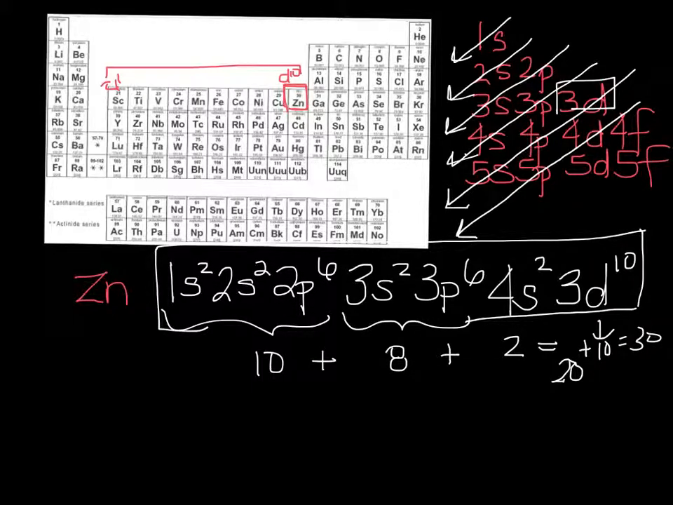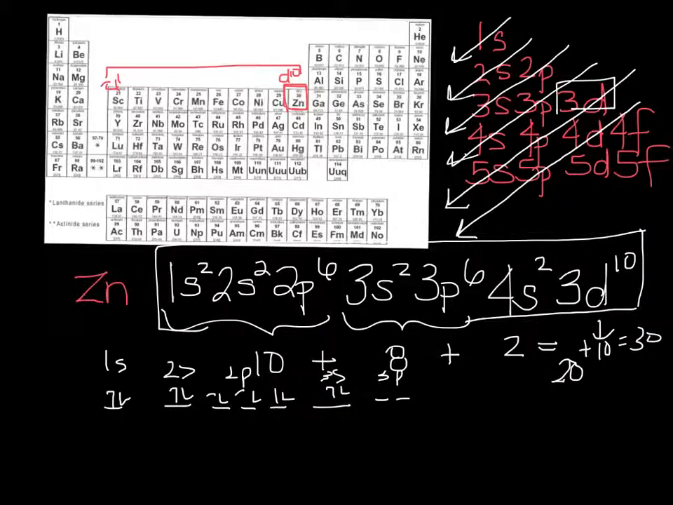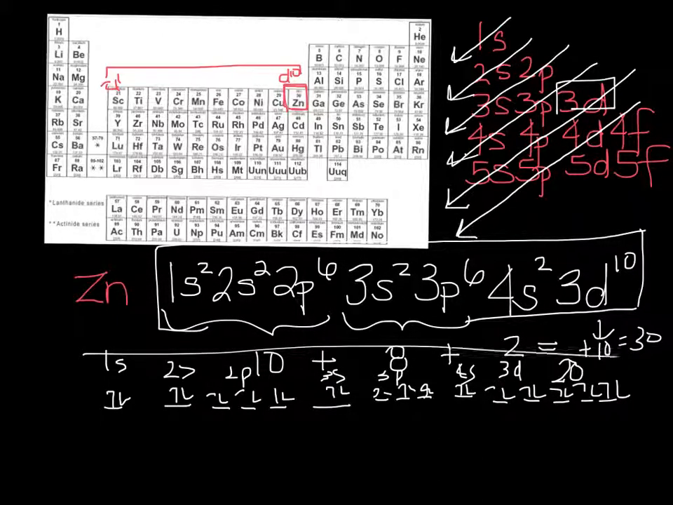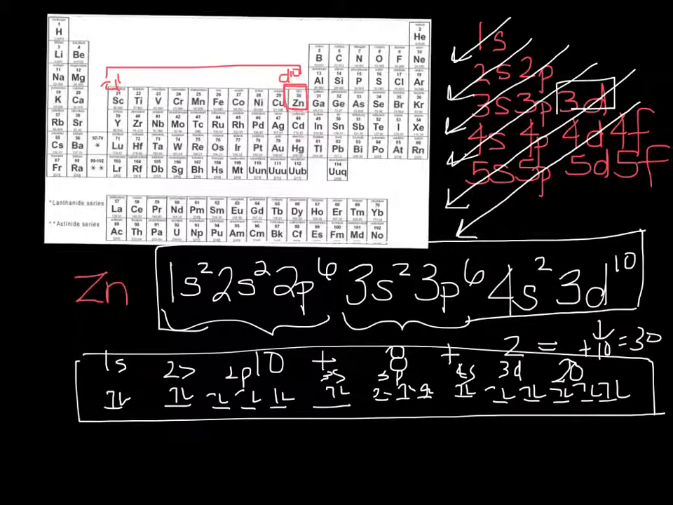If we were going to draw out the orbital diagram, it would take more space, but we could also do that. 1s would have 2 electrons. 2s, 2 electrons. 2p, 6 electrons. 3s, 2 electrons. 3p, another 6. 4s has 2, and then 3d has 10. And this, a little sloppy, would be our orbital diagram for zinc.